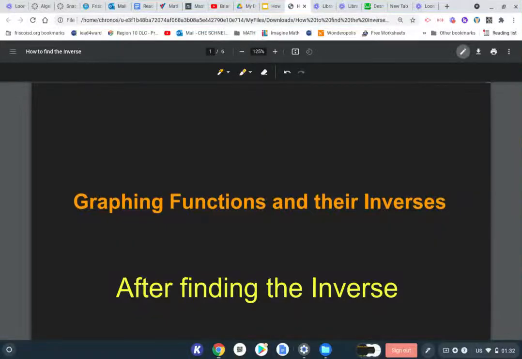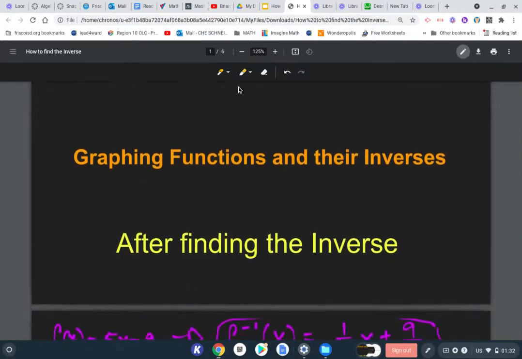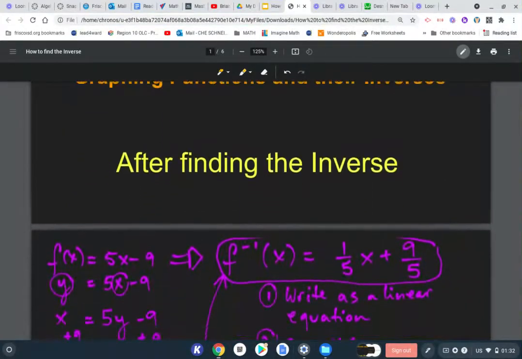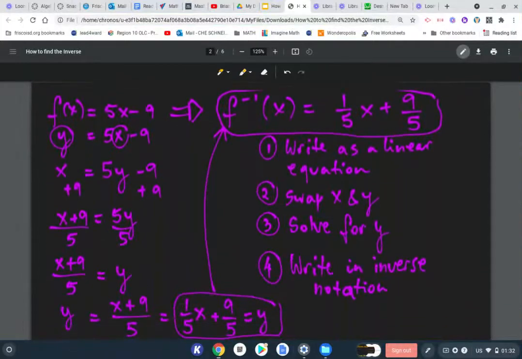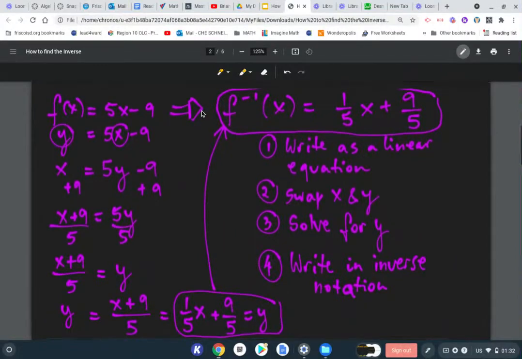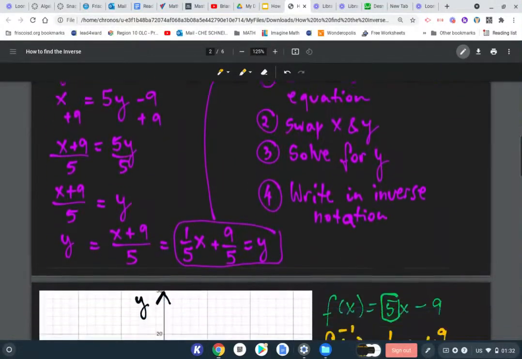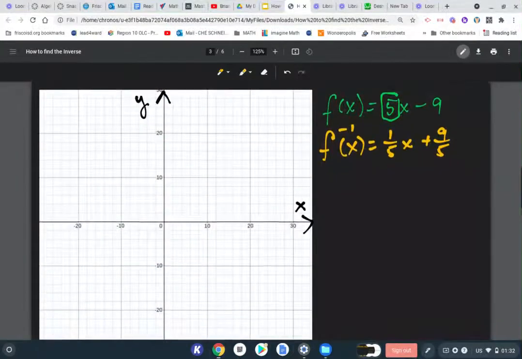All right, in the previous lesson, we looked at finding the inverse of a given function. This time, let's take a look at actually graphing the function and its inverse. Okay, so this was the previous example. f(x) = 5x - 9, and then we calculated its inverse, and it was 1/5 x + 9/5. We're going to graph both of them.